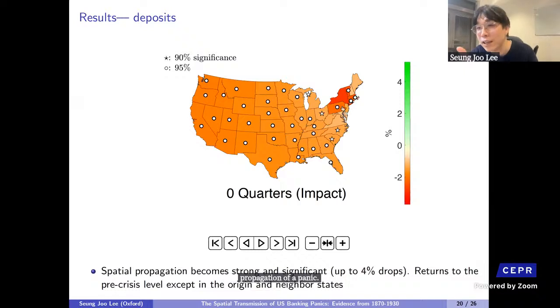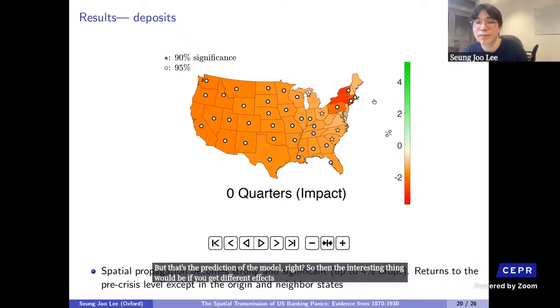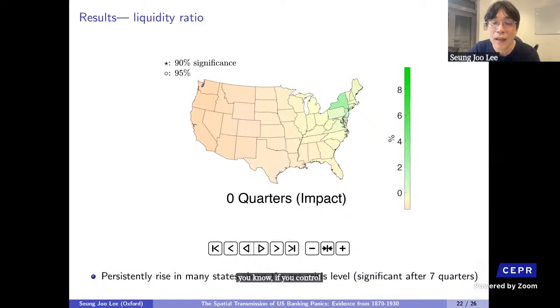But yeah, the fact that we start from New York doesn't matter. But that's the prediction of the model, correct? Yeah, that's the prediction of the model. The interesting thing would be if you get different effects if you control for the deposits, right?